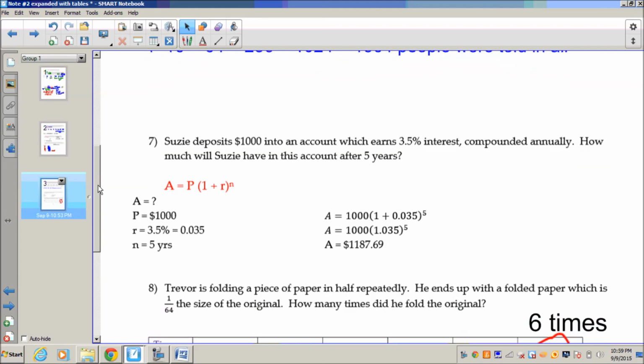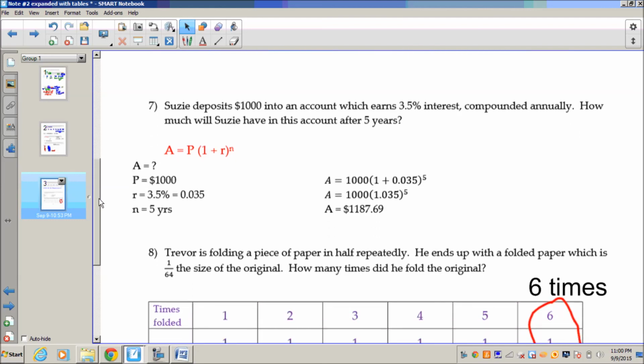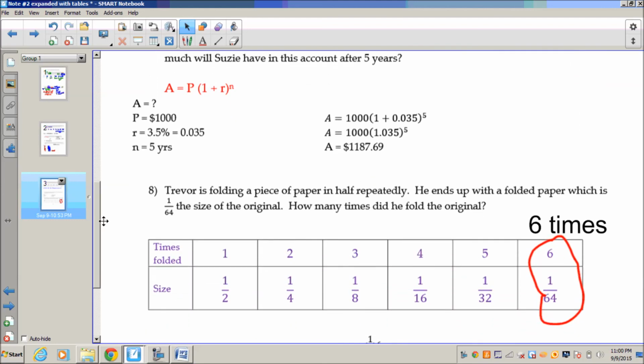And then finally, number 8, you're looking at folding a piece of paper repeatedly. Each time you fold, you get half of what you had before. So again, I set up a table to keep track of the number of folds and the size of the paper that's left. And each time it's half. So I multiply by half, and multiply by half again, repeatedly. So it ended up having 6 folds.